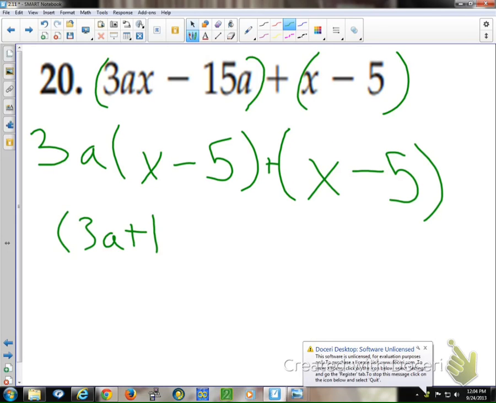3A plus 1. She asked a good question: what if they were like terms? If they were like terms, that means they would have come out of all four pieces, and you would have taken it out in the very beginning anyway, in that first step. So it shouldn't happen. All right, keep going. X minus 5. So you have to put them together, don't you? Just write x minus 5.